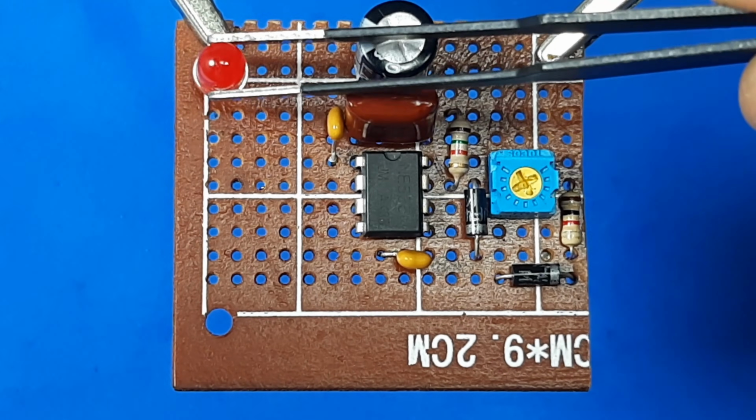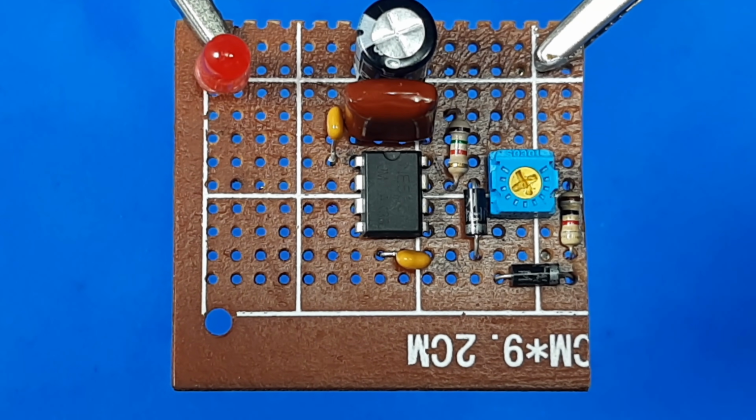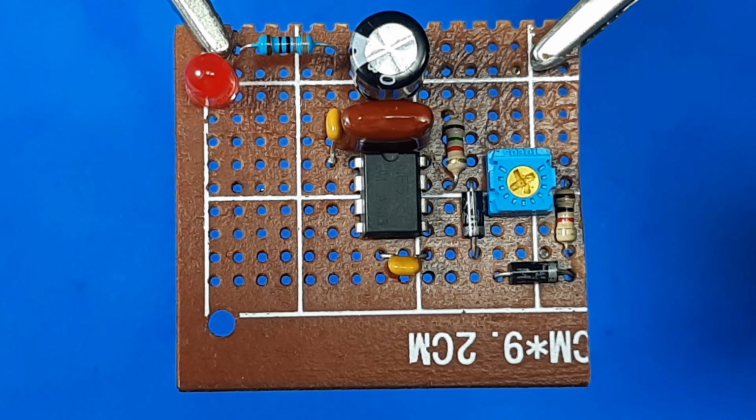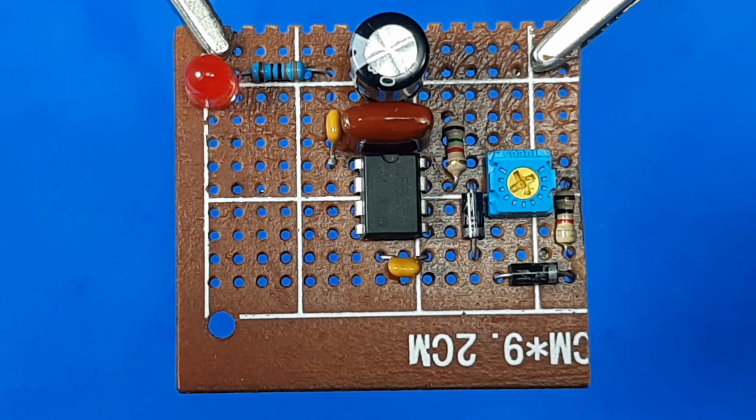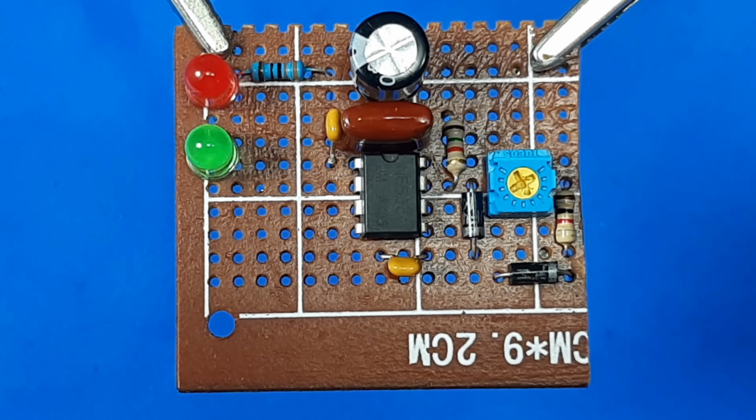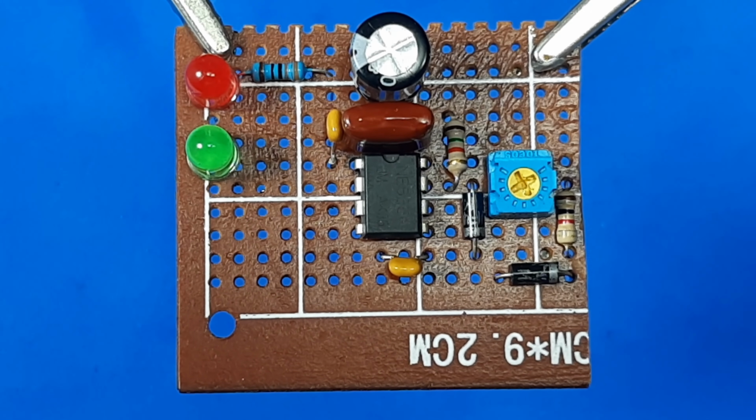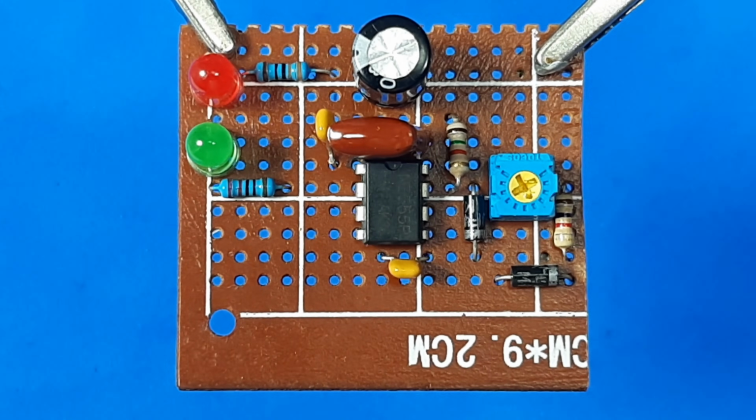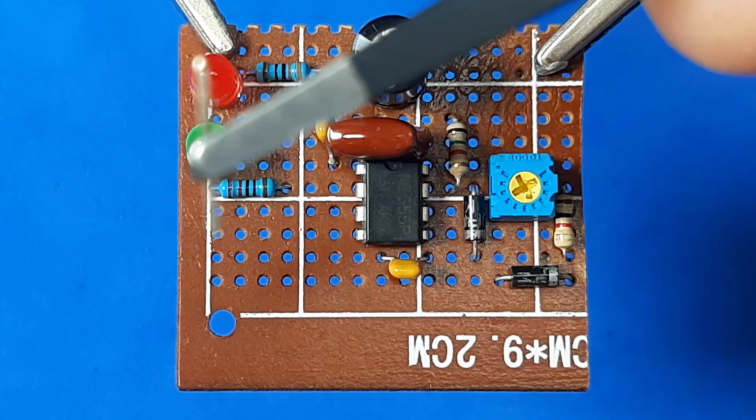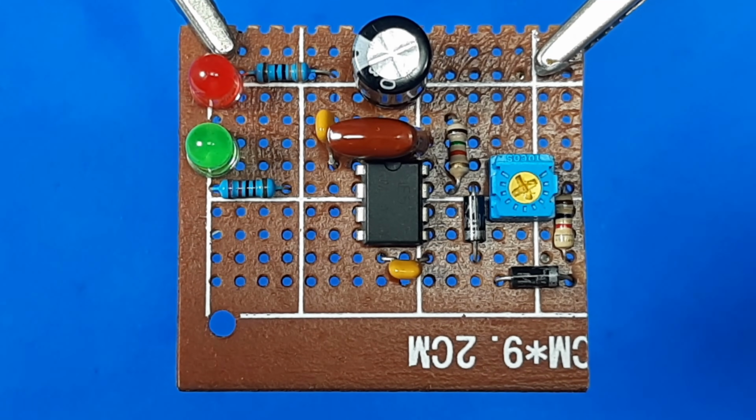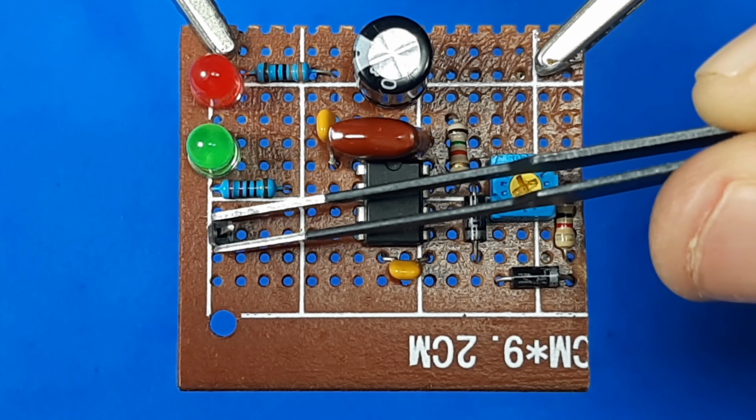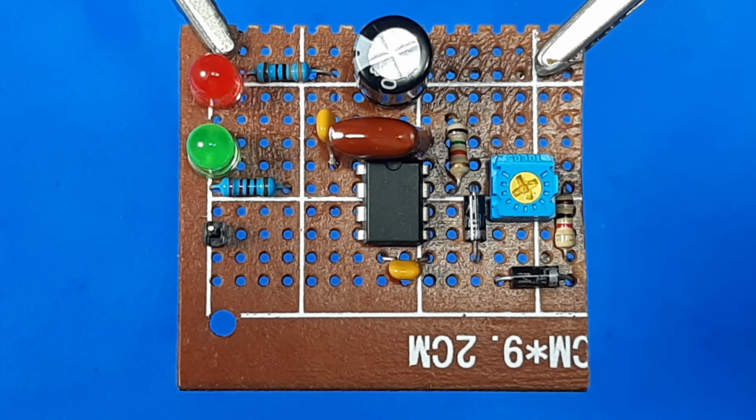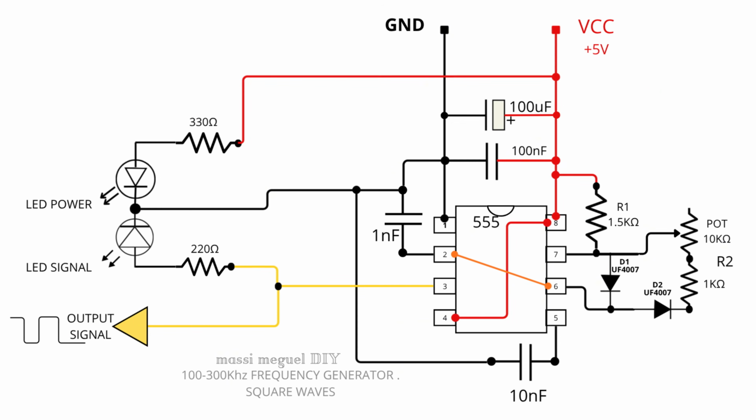Connect a power-on red LED between ground and VCC via a 330 ohm resistor, and a green LED to indicate the signal output via a 220 ohm resistor between the anode and pin 3. Add a pin header for the signal output on pin 3. Here is the diagram we will follow to make the traces.